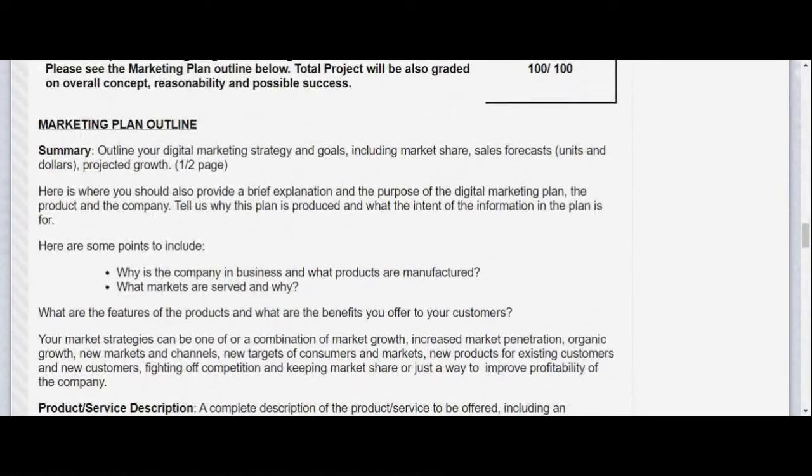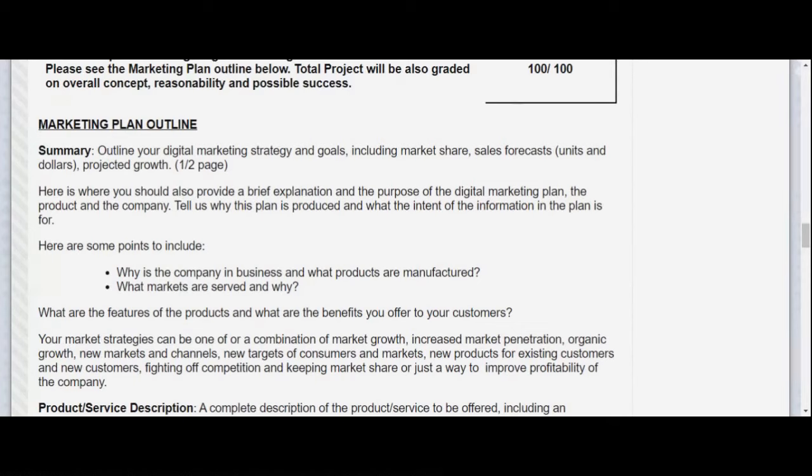So here is where the first part of this is the summary, rather. In this summary, you're actually taking your concept of what you believe your digital marketing strategy and goals to be. You're writing that down here. Here is where you should really give a good explanation and the purpose of the digital marketing plan, the product, and the company. You should be able to explain in this section why you're producing the plan and what the intent is that the plan is for.